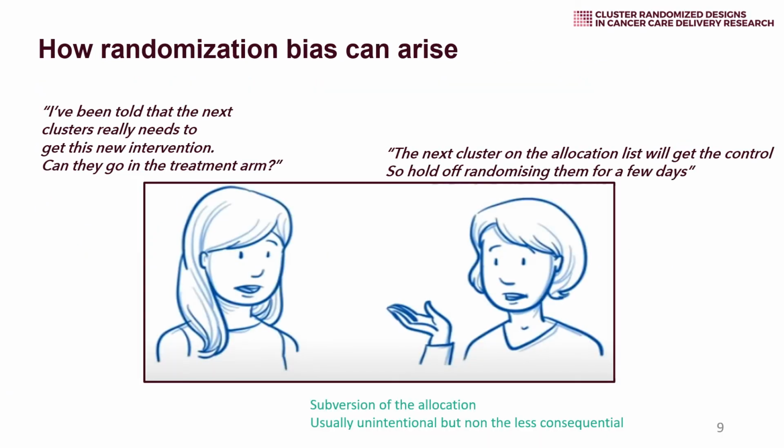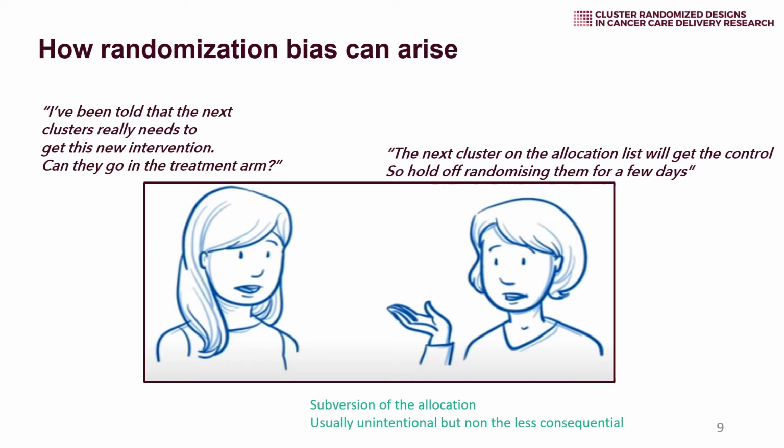So how can randomization biases arise? So imagine that one of the local study coordinators says something along the lines of, they've been told that the next cluster in this randomization is going to get the new intervention. And they have a cluster that they are about to recruit into the trial, and they really want that cluster to go into the treatment arm.